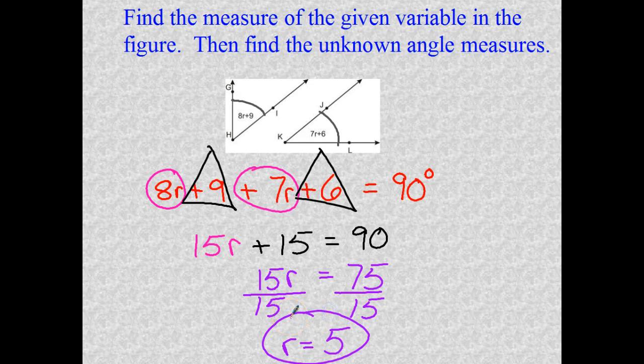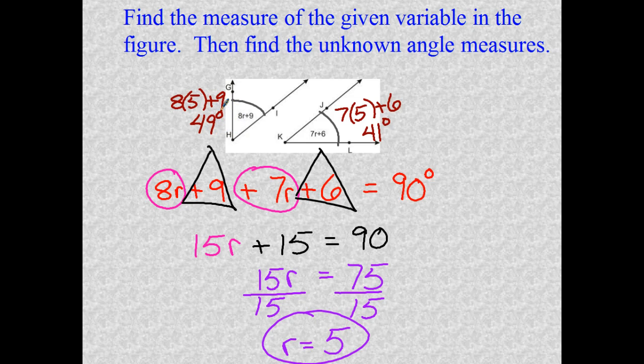All right, so solving for this picture, if r is equal to 5, I have to substitute my 5 into my expression. So 7 times 5 plus 6. Well, that's 35 plus 6, which is 41 degrees. And then I take that same value 5 and I plug it into my other angle. So 8 times 5 plus 9. That's what it says right here. So that's going to be 40 plus 9 is 49 degrees.